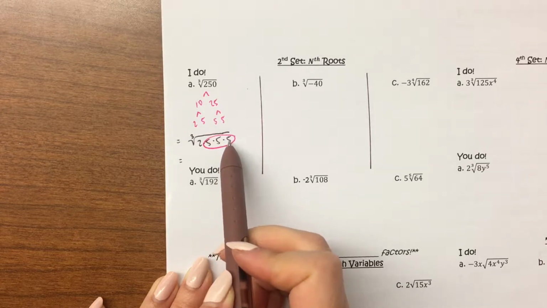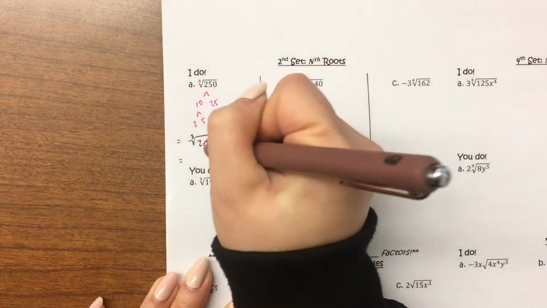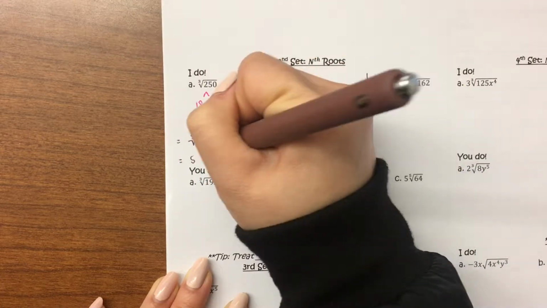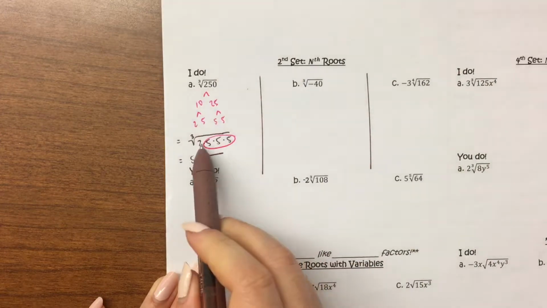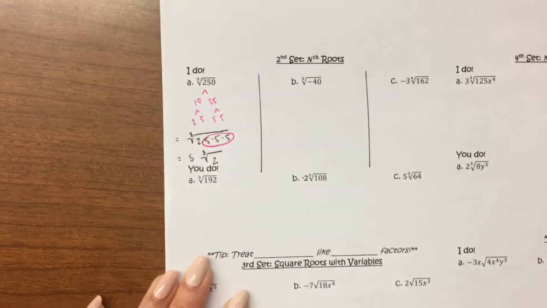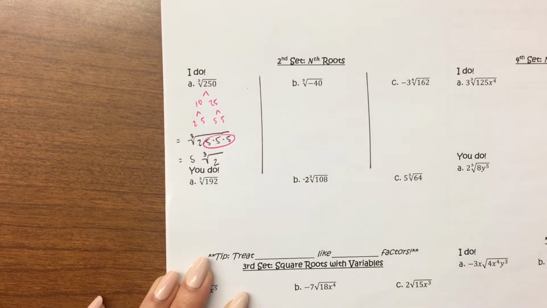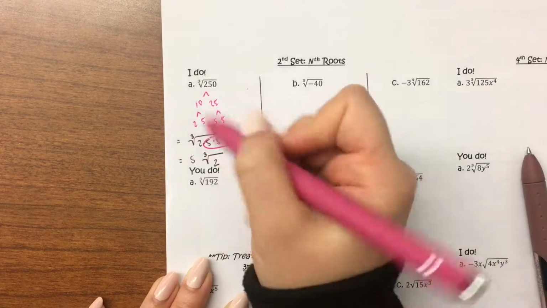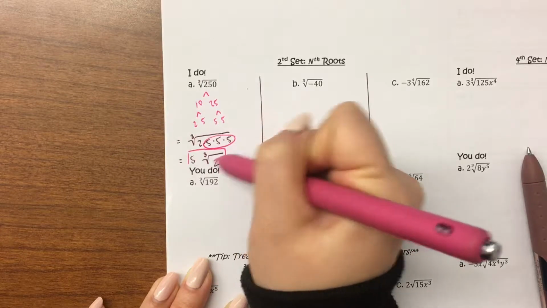So again, it's the same thing. You only pull out 1 from each group. So I have a 5 on the outside. Use my radical with the 3 as my root. And on the inside, I'm left with a 2. There's nothing else for me to multiply on the outside, nothing left for me to multiply on the inside, so this is my final answer. 5 times the cube root of 2.